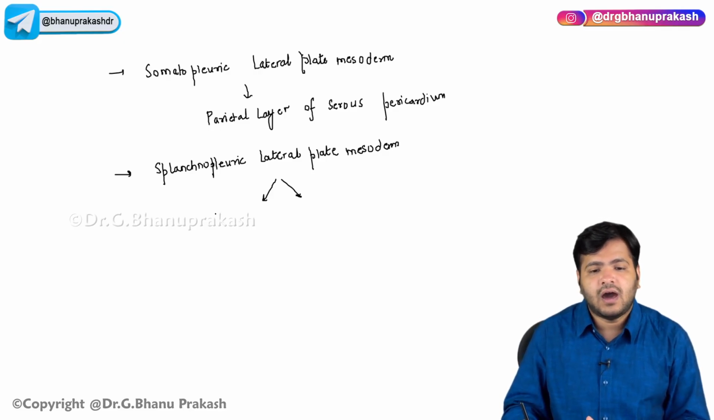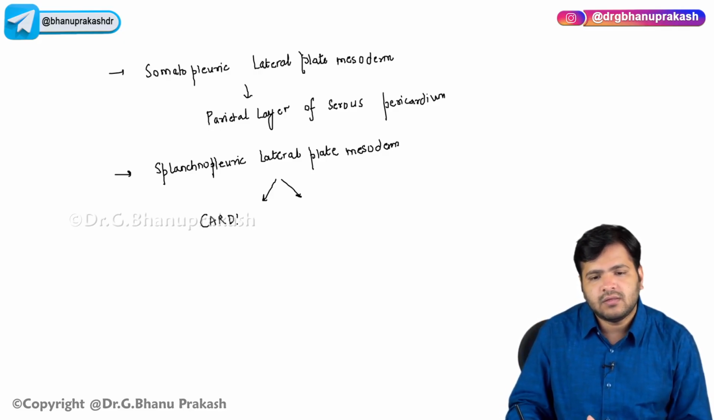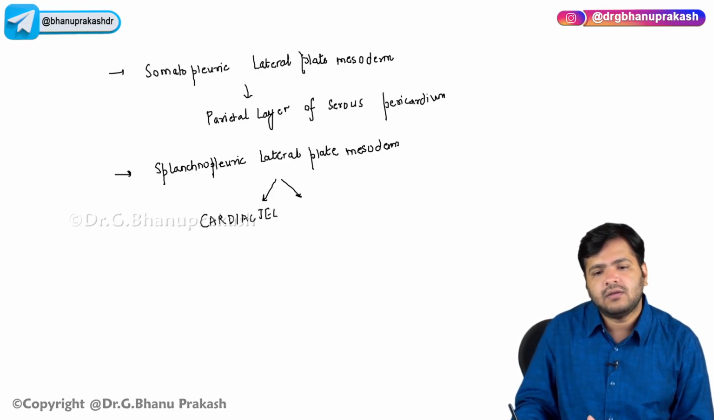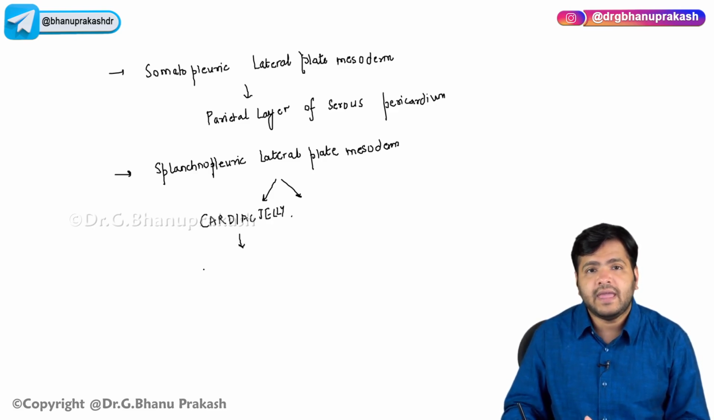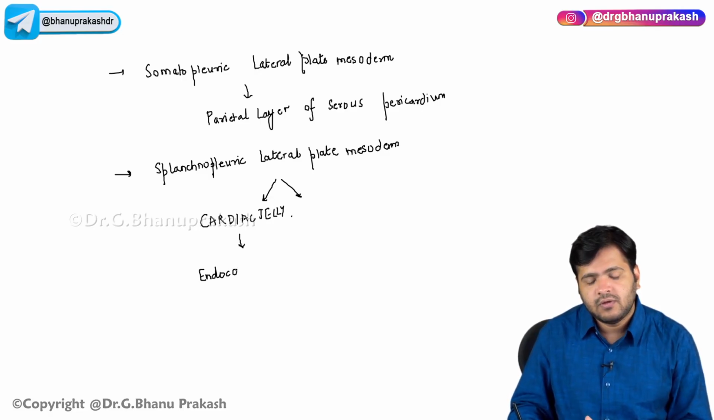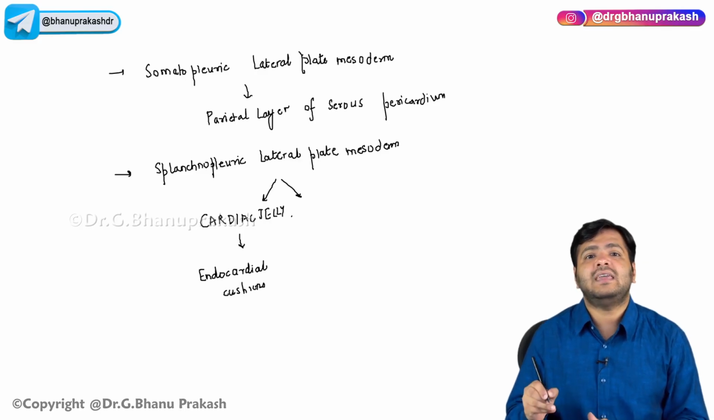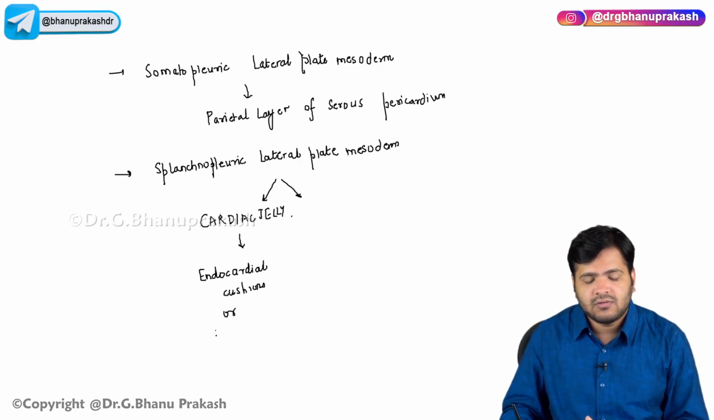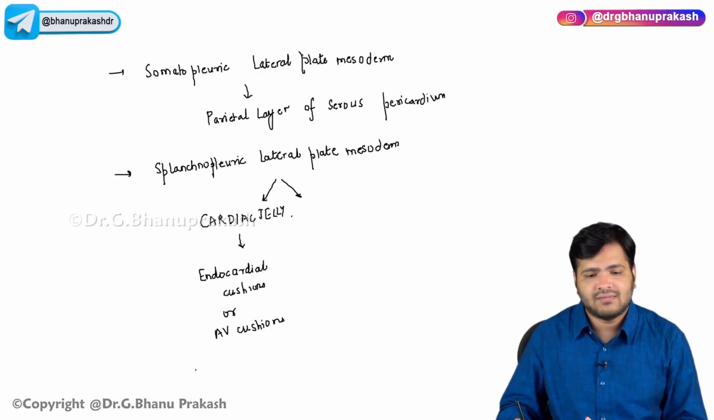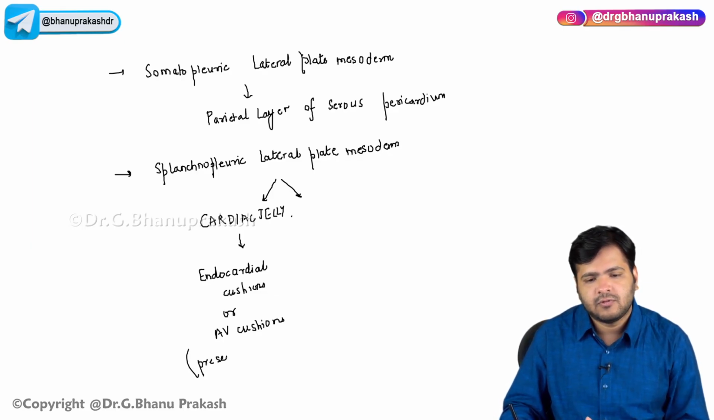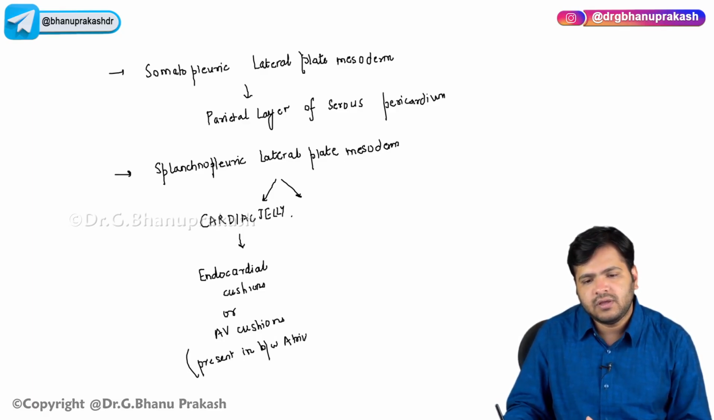One, it is the cardiac jelly. And remember, from the cardiac jelly, what is developing? We have the endocardial cushions, or they are also called the AV cushions, right? Why? Because they are present in between the atrium and the ventricles, okay.